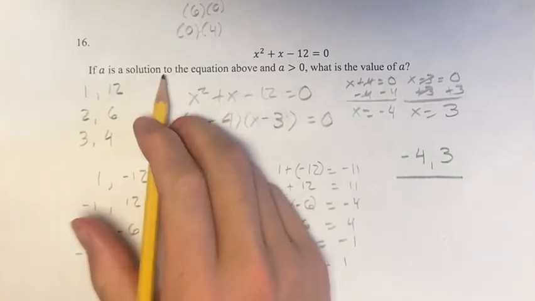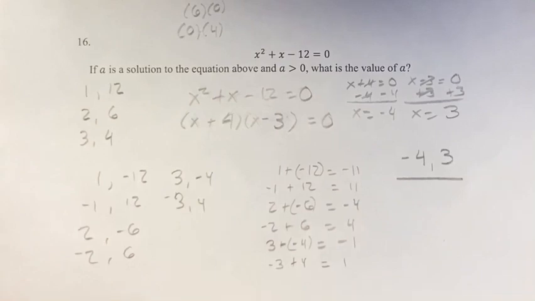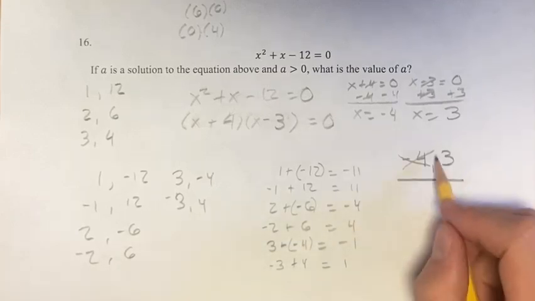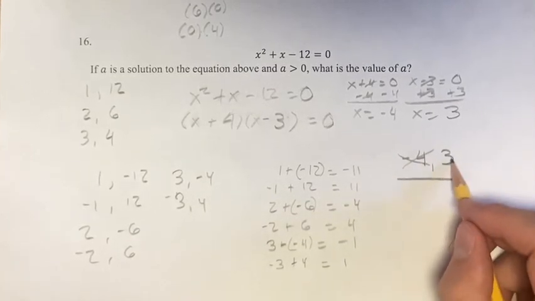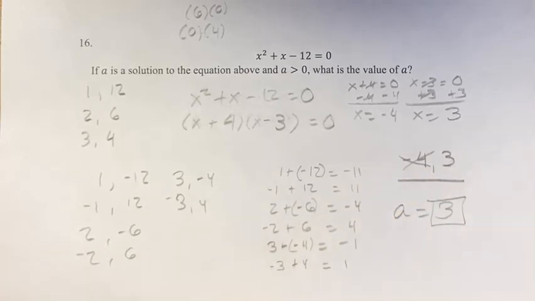We're told that a is a solution to the equation, and a is greater than 0. What is the value of a? Well, if a is greater than 0, then negative 4 is not an option. And our only thing left is 3. The only solution that's positive, that's greater than 0, is 3. Therefore, a has to be equal to 3, and 3 is going to be your final answer.